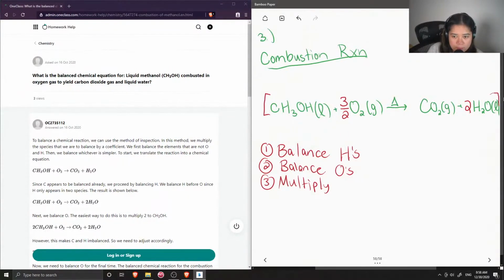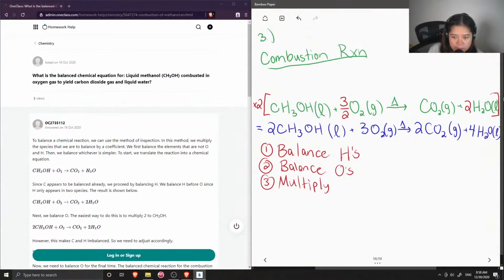So when we multiply, we want to do this to the whole reaction. And then our new balanced equation is 2 methanol plus 3 oxygens makes 2 CO2 gas plus 4 H2O liquid.